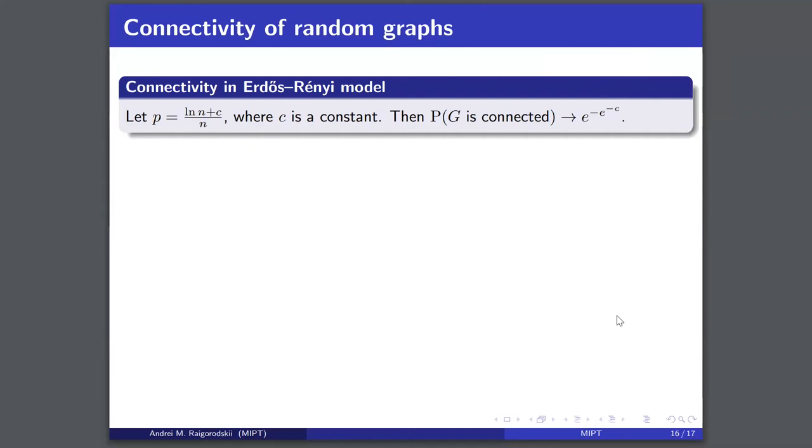If you go to the right of this fraction, then with high probability you get connectivity. If you go to the left, with high probability you don't get connectivity. Yes? Okay, fine. What does it mean in practice, for example? It's also possible to explain it.